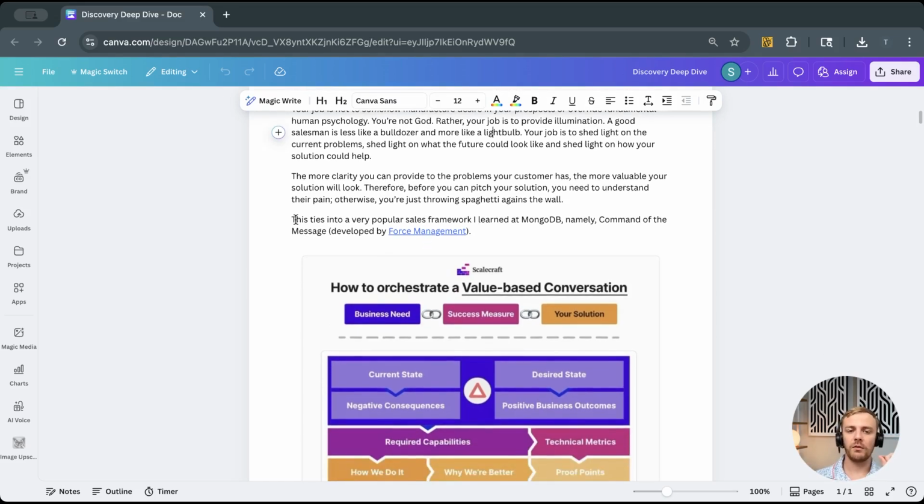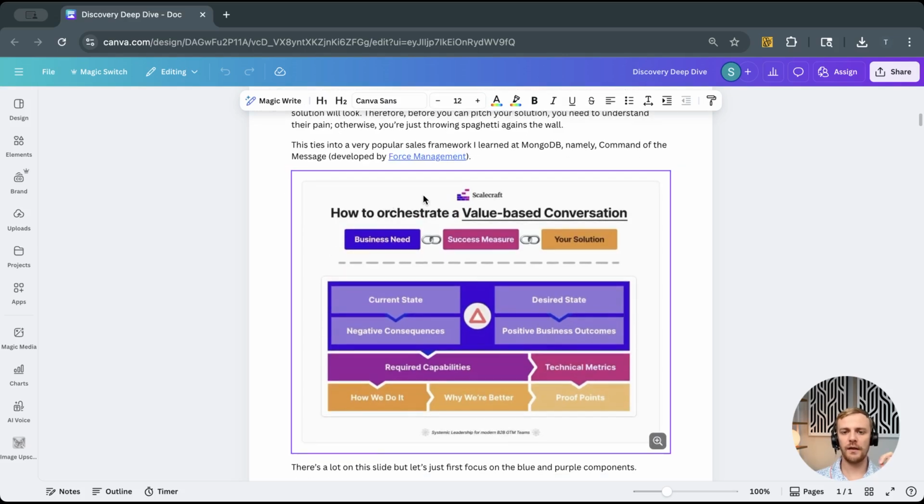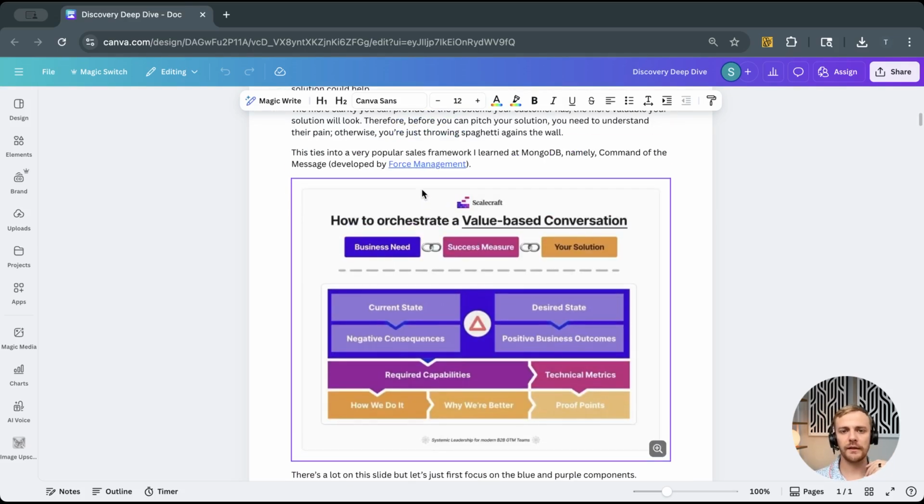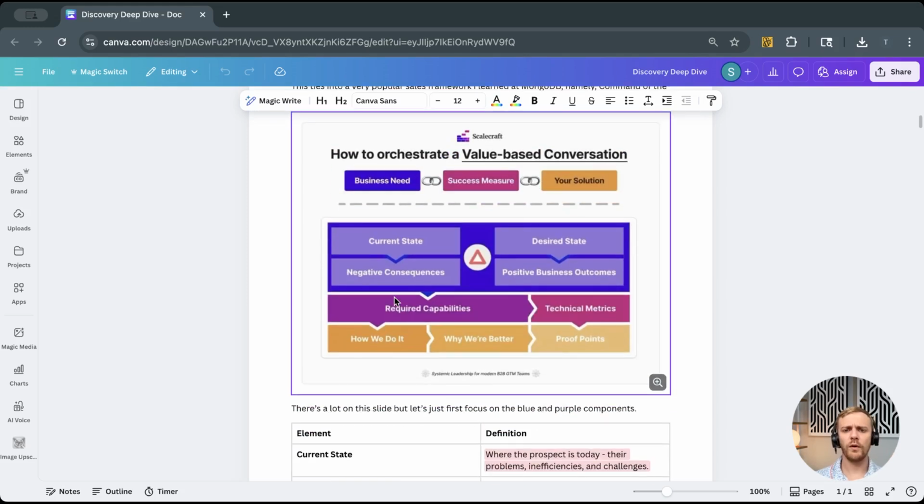Okay, so this ties into a very popular sales framework I learned at MongoDB, named Command of the Message, and it was developed by Force Management. You can Google it here on the PDF if you want, or click the link. Okay. There's a lot of information on the slide. We want to focus on the bluish and purple components. We don't have to worry about these yet to orient.